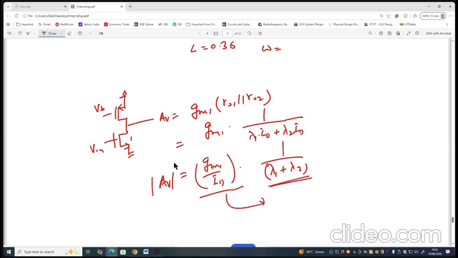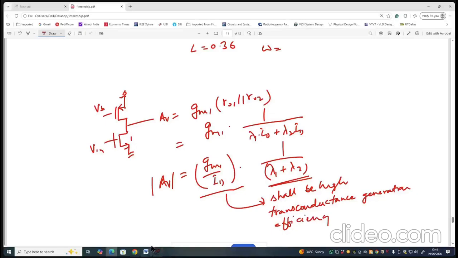यस सर। So this GM over ID shall be high. This is also referred to as transconductance generation efficiency. अब चलते हैं वापस हम इस प्लॉट पे। तो यहां से ये तो समझ में आ गया ना कि GM ID shall be high.